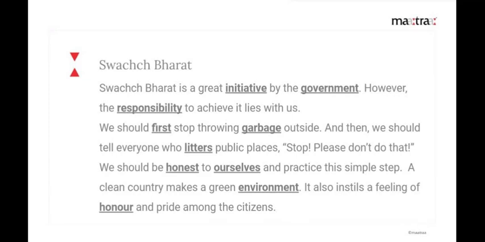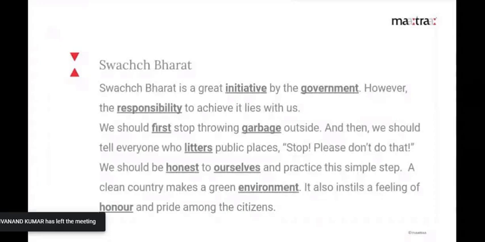However, the responsibility to achieve it lies with us. Repeat. We should first stop throwing garbage outside. And then we should tell everyone who litters public places, stop. Please don't do that.